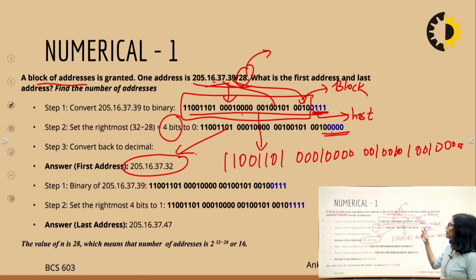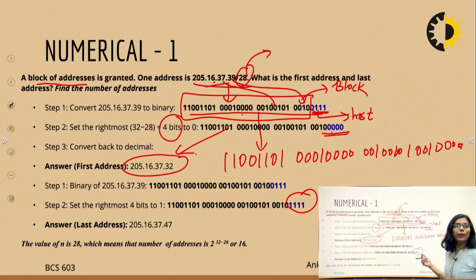This host part is fixed. I cannot change this network part. For the host, what will be the last host? When all these values will be 1, 1, 1, 1, 1. So all these will be 1, 1, 1. So here we have converted. This is as is and the last one is 1, 1, 1.